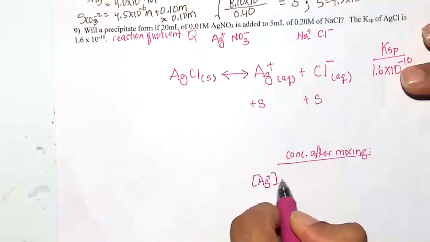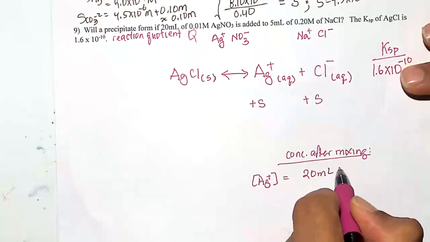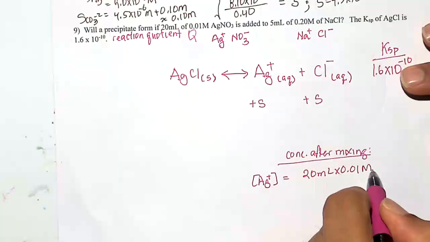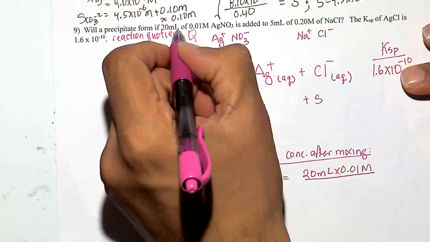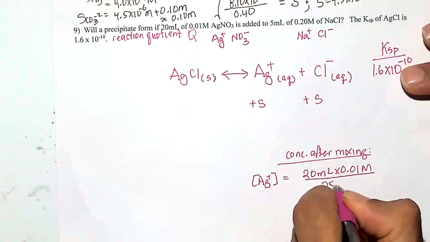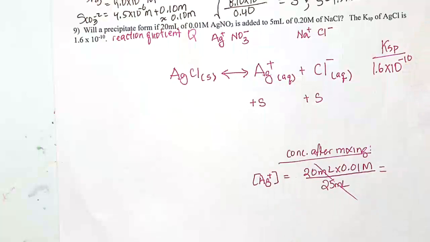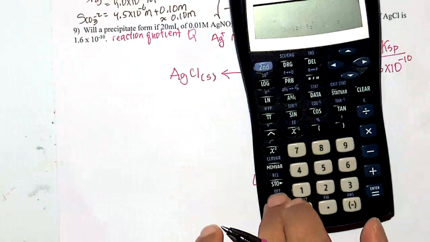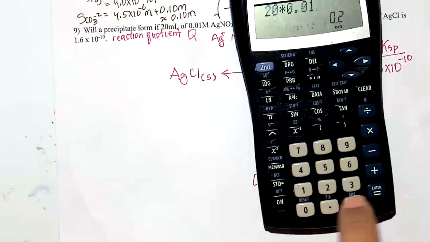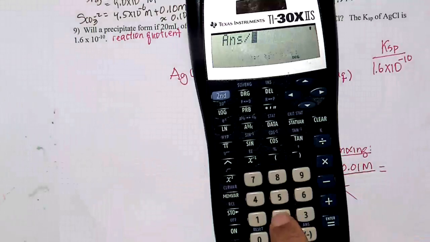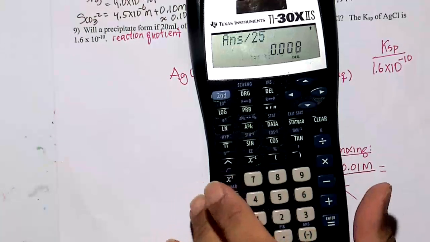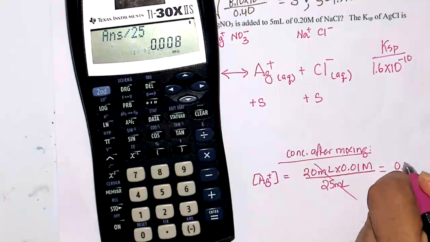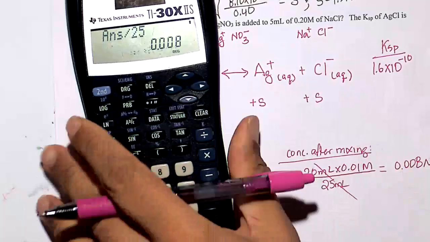Okay, we'll first do Ag plus, which is 20 mLs times 0.01 molar. And what's our total volume? 25 mLs, good. So 20 times 0.01, is that 0.2? I think I had a calculator here. Oh, here it is. 20 times 0.01. 0.2 divided by 25 is 0.008. 0.008 molar.